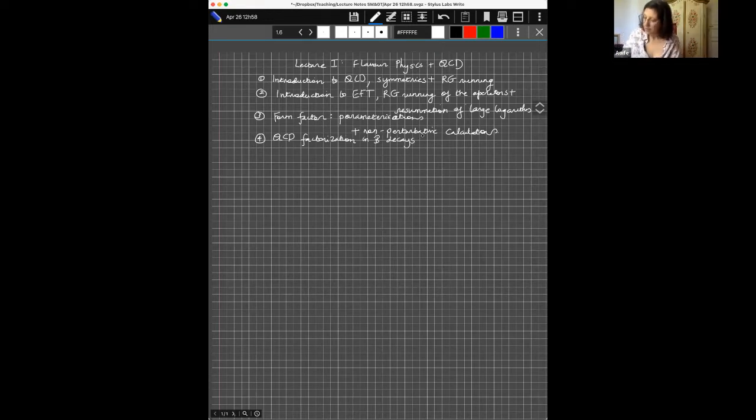Okay, great. So I'm going to start now with the first lecture. So an introduction to QCD. I'm sure for some of you it's going to be extremely basic, but for some people, maybe not so much. So I think it's better to start at a more basic level. Can you see?